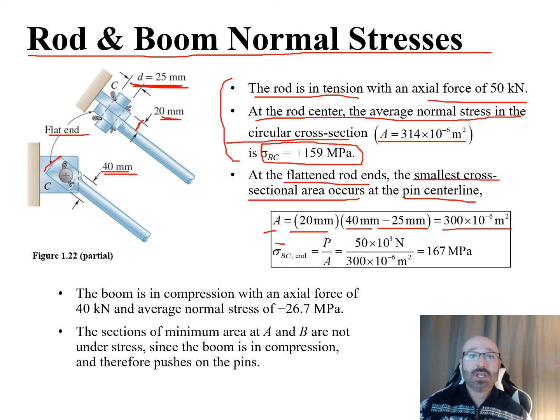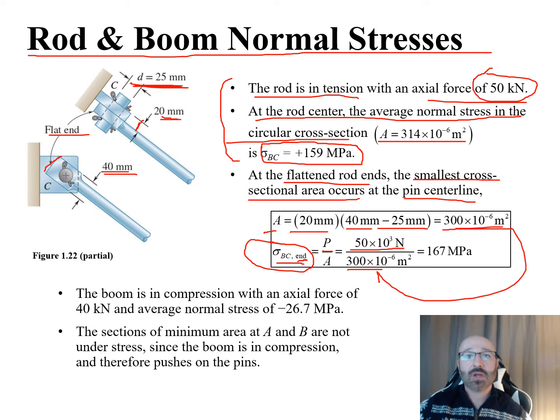So now we can see our sigma, and our subscripts are very important as we're doing these problems out, so we understand what we're calculating here. So our stress at BC, at the end of it, is going to be equal to our P over A, where our P is our load that we calculated, our actual force of 50 kilonewtons, all divided by our A, which we've just calculated above, so we can bring that down and plug it in. So our sigma BC at the end is equal to 167 megapascals. Now this is for the tension force.